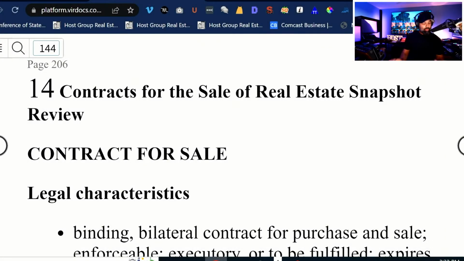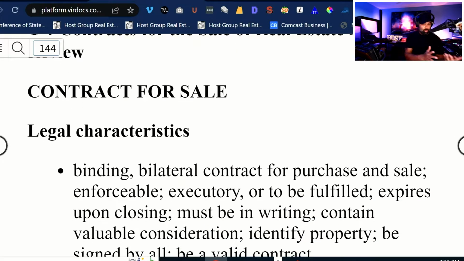Right, let's hit the snapshot review. Unit number 14, contracts for the sale of real property, the conveyancing contracts. Let's talk about it. First one was the contract for sale, also known as the purchase and sales agreement.